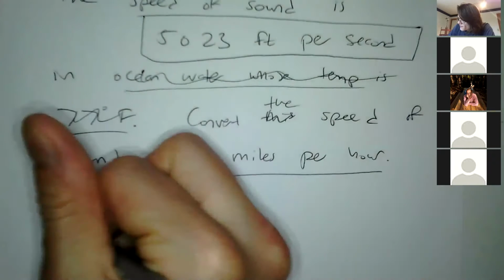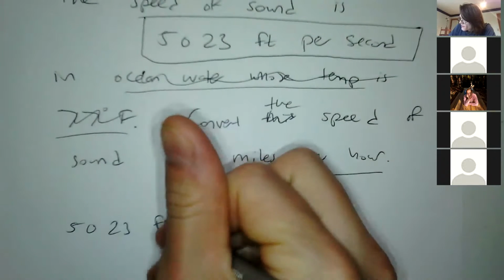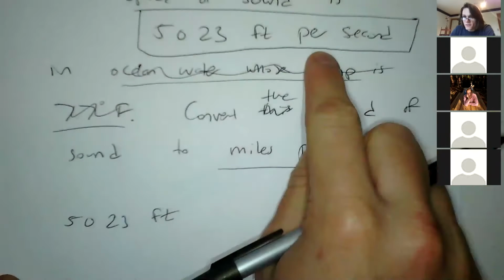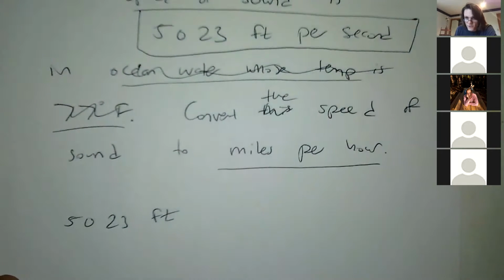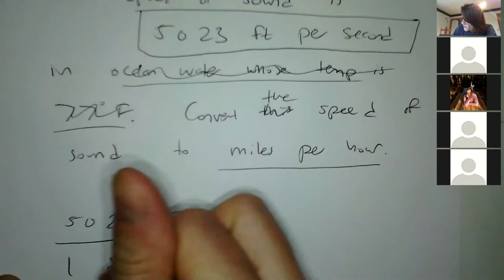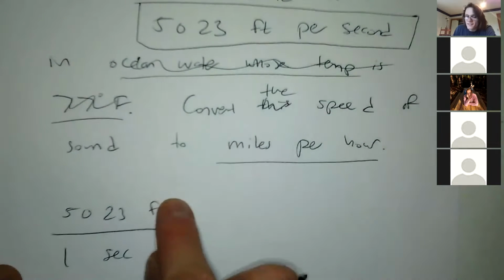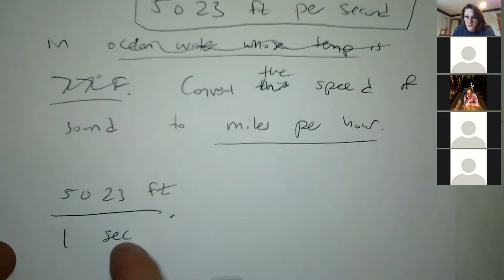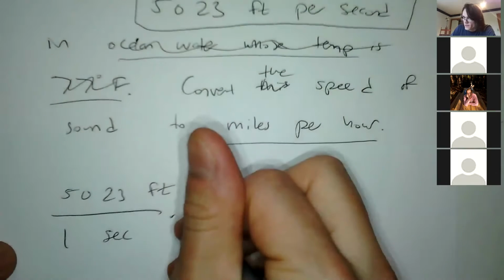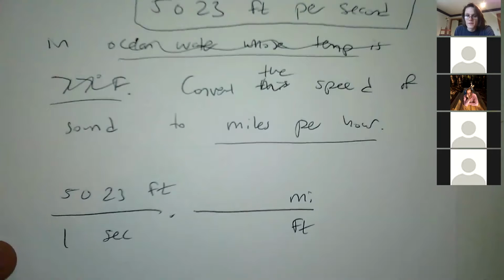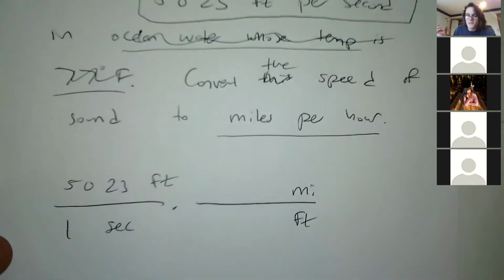5,023 feet. And again, the word per, it's really the theme of the day. The word per means over one of whatever the other unit is. So over 1 second. And I want miles per, again, over 1 hour. So I want to convert this feet into miles and the seconds into hours. So feet in the bottom, miles in the top. And then we know that there's 5,280 feet in a mile.